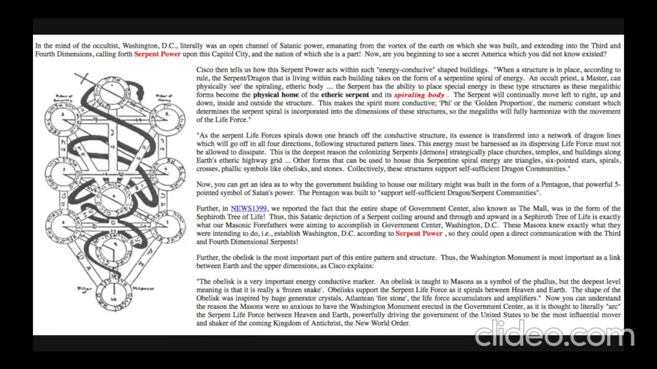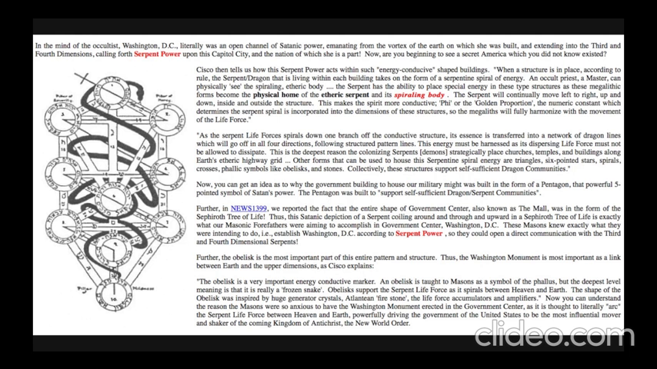Cisco then tells us how the serpent power acts within such energy-conducive structures. When a structure is in place according to the rule, the serpent dragon that is living within each building takes on the form of a serpentine spiral of energy. An occult priest, a master, can physically see the spiraling etheric body. The serpent has the ability to place special energy in these types of structures.